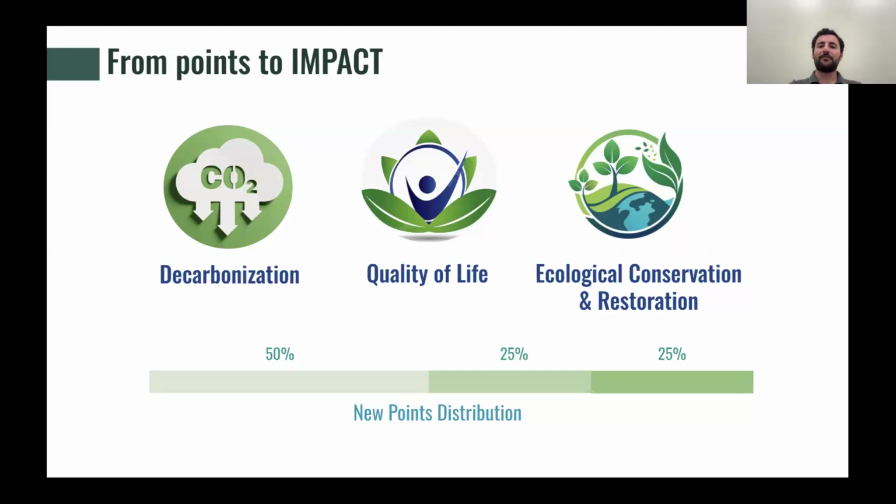Decarbonization is going to account for 50% of the credits, of the points that you can obtain. And this is the heavy hitter of both operational and embodied carbon. Quality of life is going to focus on health, equity, and human experience, while ecological conservation is going to focus on restoration, biodiversity, and water. Functionally, this means that every project has a scorecard and now a new impact report alongside that. This is not an extra calculation you need to do. Your selected points roll up to prove performance against these three goals. Bottom line, impact over points.